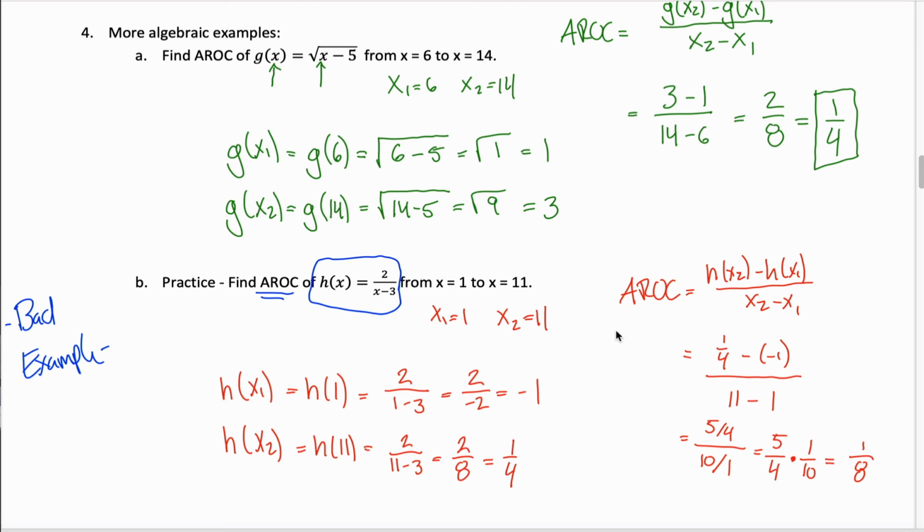What I want you to take from this is that when you're trying to figure out the average rate of change and you're given these two different numeric x values, all you need to do is figure out the corresponding outputs and then plug them into this formula. And that's true whether we're doing things algebraically or geometrically. The only difference is how you get the corresponding outputs.